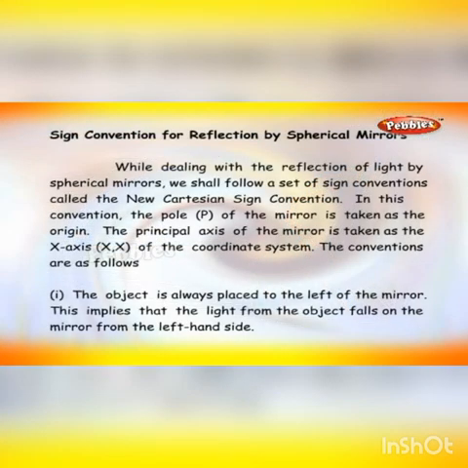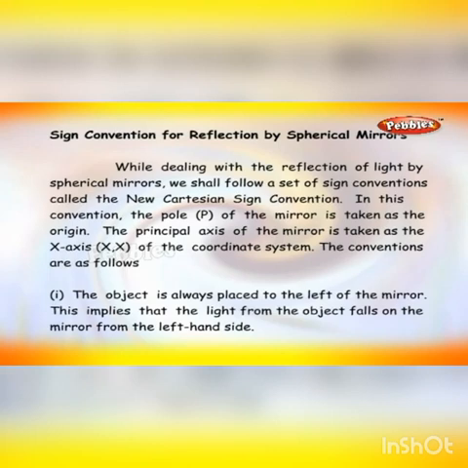Sign convention for reflection by spherical mirrors. While dealing with the reflection of light by spherical mirrors, we shall follow a set of sign conventions called the new Cartesian sign convention. In this convention, the pole P of the mirror is taken as the origin. The principal axis of the mirror is taken as the x-axis of the coordinate system. The conventions are as follows.